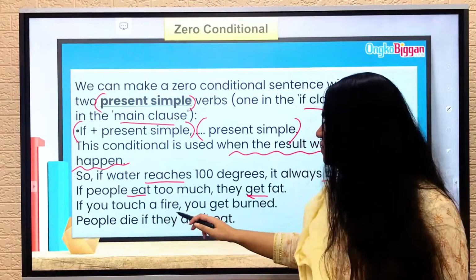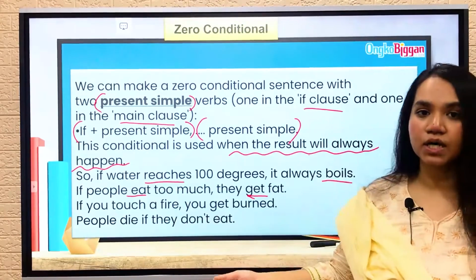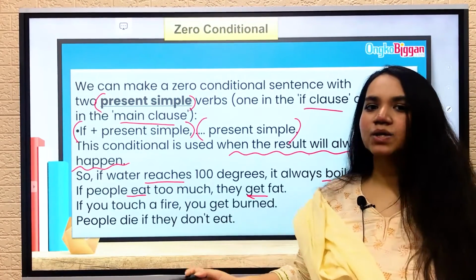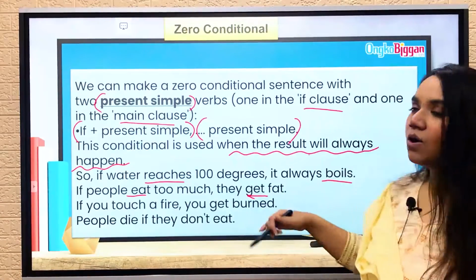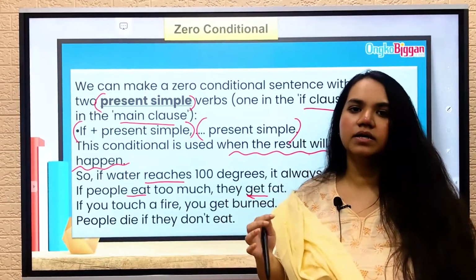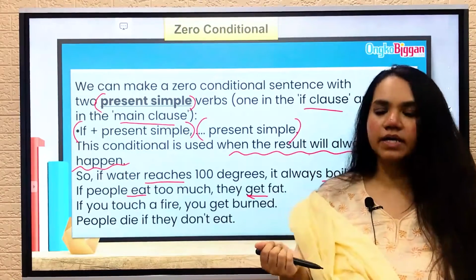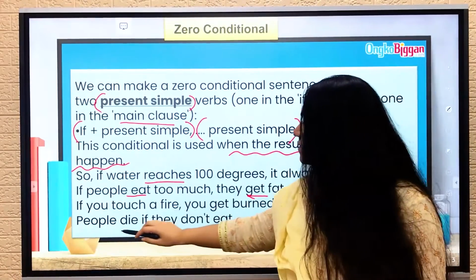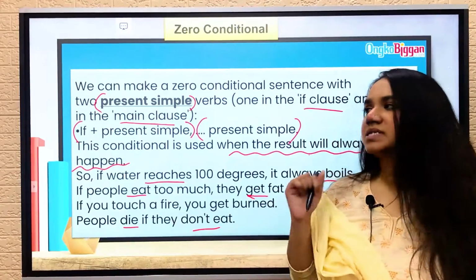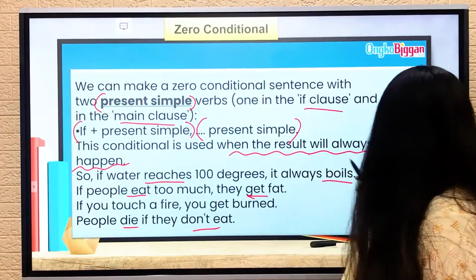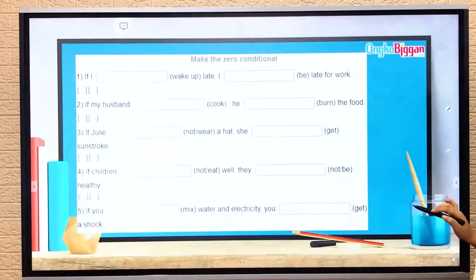Next, if you touch a fire, you get burned. So I could also say you will get burned. That's fine as well. But here, it's like always, whenever you touch a fire, you of course will get burned, right? Then people die if they don't eat. So all of these are facts. So whenever we state facts, we technically use the zero conditional.